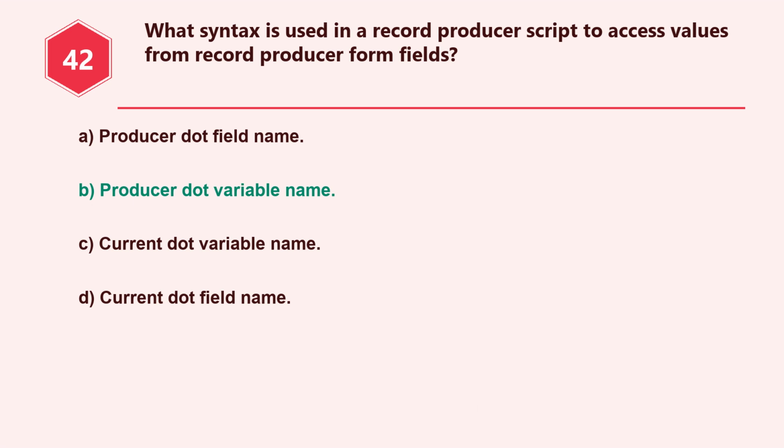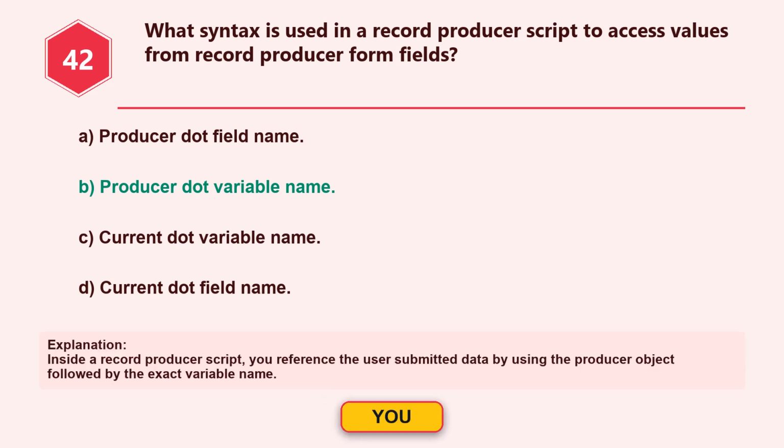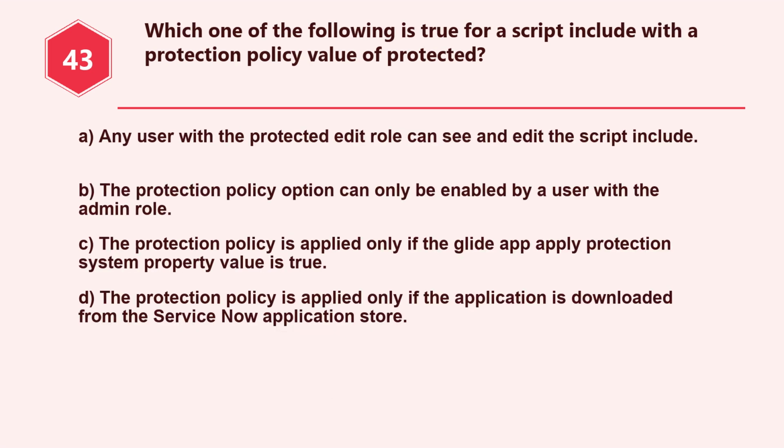The correct answer is option B. Producer.variablename. Inside a record producer script, you reference the user submitted data by using the producer object followed by the exact variable name. Question 43.